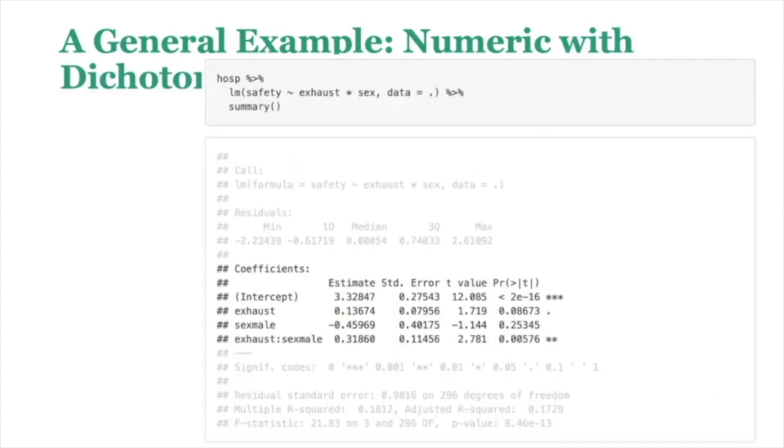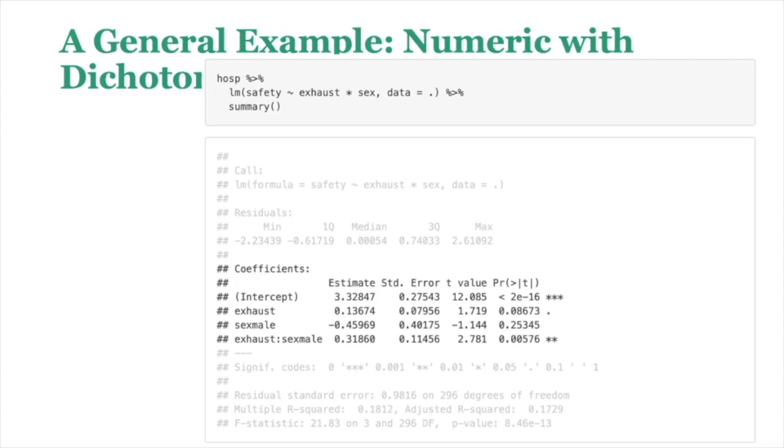So consider an example where we have the hospital data, which has safety violations, that's the outcome. We have how exhausted they are, times, which is in our code, symbolizing an interaction, times sex, which in this data is just male or female. And we get the summary of that. And what we end up getting are these coefficients.